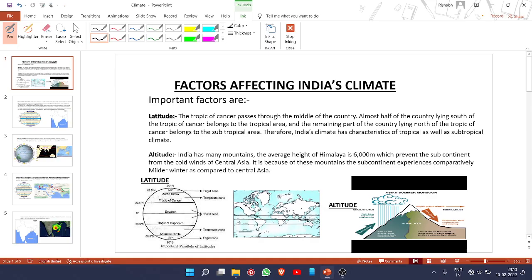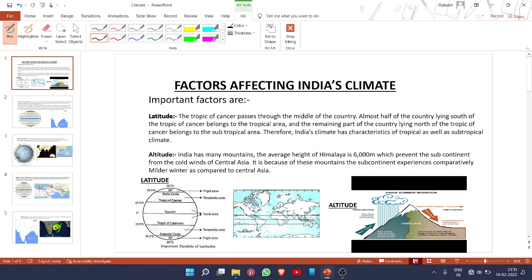Namaste everyone. Today I am going to tell you about the factors affecting India's climate. Under this heading, we will read about the important factors. So, the important factors are number 1, latitude. The Tropic of Cancer passes through the middle of the country.